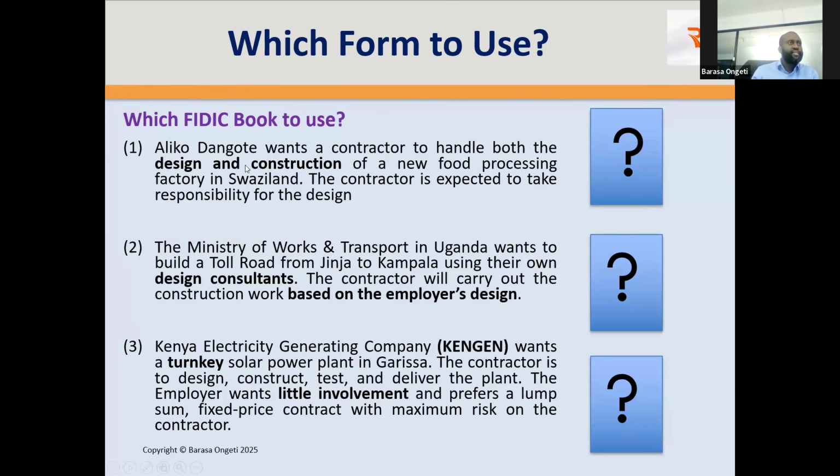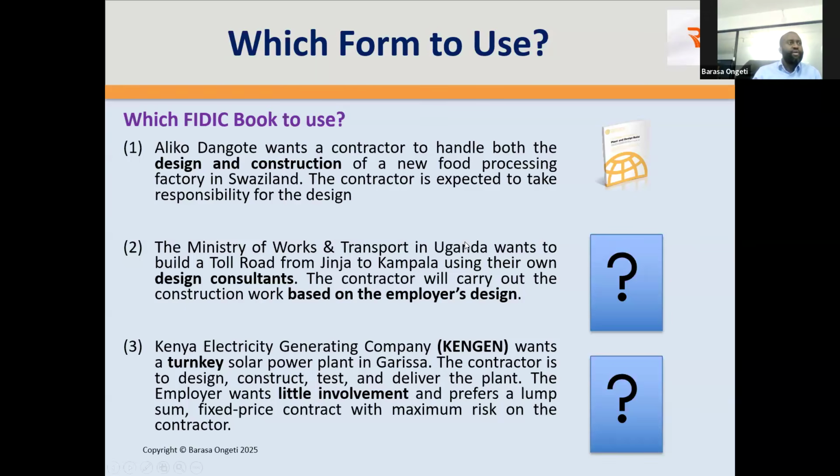The first one says it's a design and construction, and the contractor is expected to take responsibility for the design. So everybody who said yellow, you are correct on that one because the contractor takes responsibility for the design. I didn't understand why someone would mix the two. You choose one or the other depending on the most suitable.